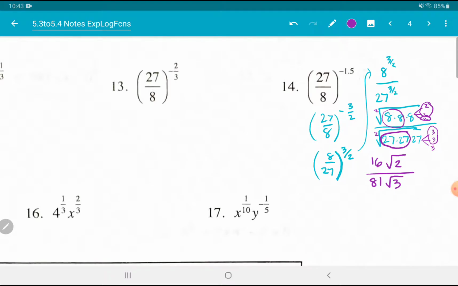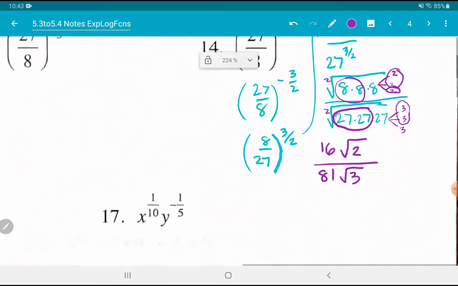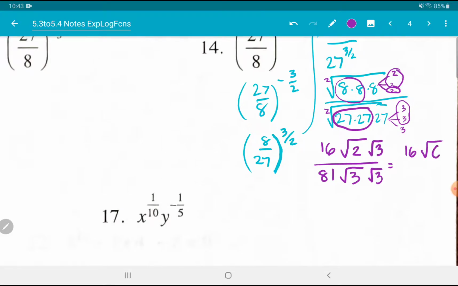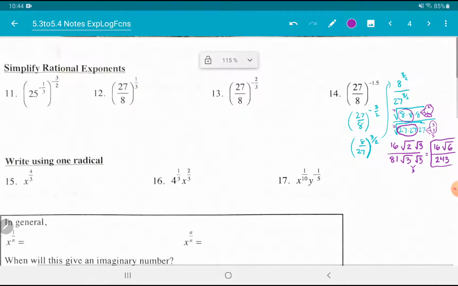That doesn't look right. One thing that we had learned before in Algebra 2 is that you cannot have roots on the bottom. It's better to what we call rationalize the denominator. So how do we do that? You multiply top and bottom by that root, in this case root 3. What do we end up getting? 16 square root of 6 all over, and then this will give us 3. That's how we rationalize the denominator, and 81 times 3 will give us 243. There we go. All right, let's go on.